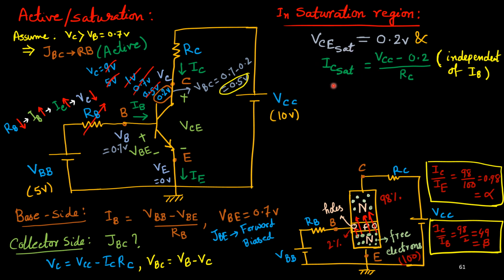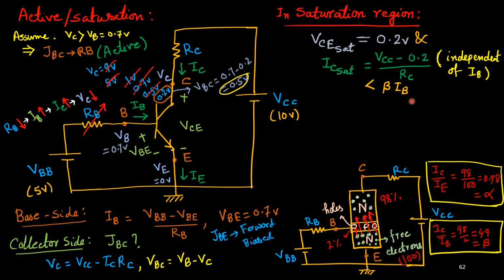And we can calculate the current in saturation region. The current will be VCC minus VC, because this is the voltage gap across the RC. This potential is VCC, this potential is VC, so VCC minus 0.2 upon RC will give you this current IC. So IC under saturation region will be (VCC minus 0.2) upon RC. And you can see this current is independent of IB. Here IC equals beta IB is no longer true. Be careful. Rather, IC is less than beta times IB.